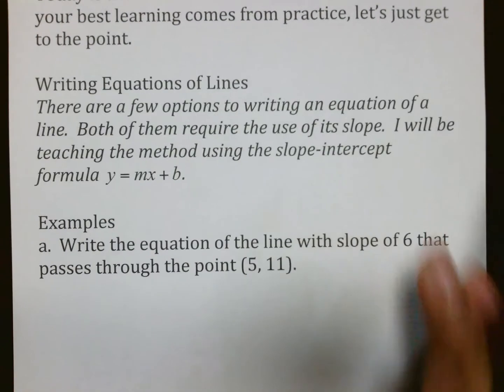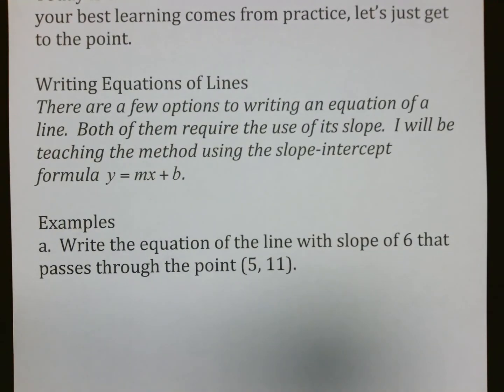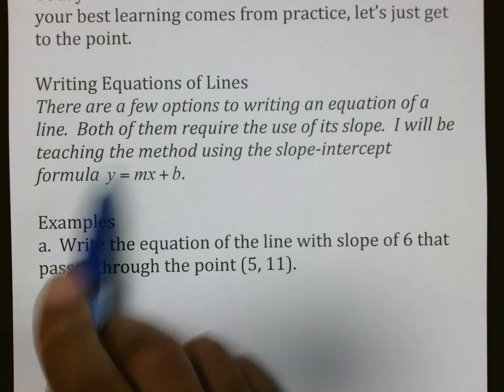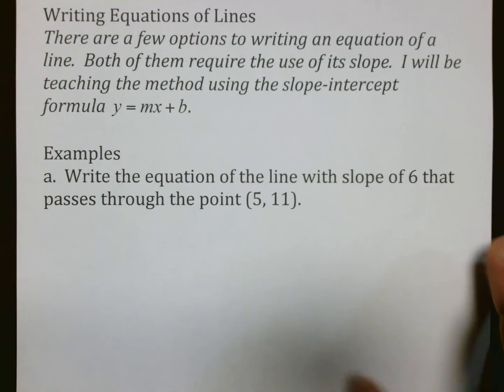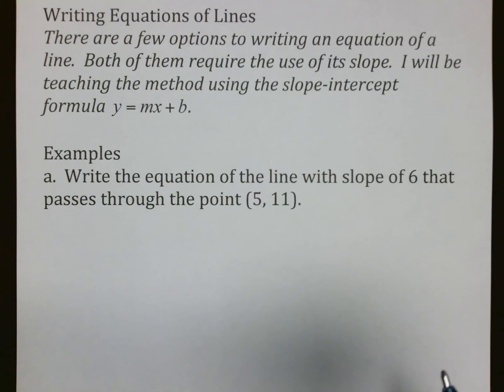When you write equations of lines, there's a few options to write an equation of a line. Both of them require the use of its slope. I'm going to be teaching the method using slope-intercept formula, which is y equals mx plus b. I think there's something on your notes asking what the slope-intercept formula is. So let's go ahead and get right to that, because again, I think you saw this. I know you actually saw this in Algebra 1. I think it's chapter 5.